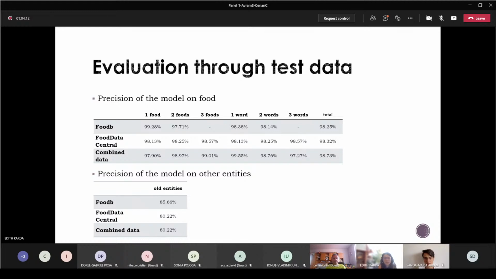Here is the evaluation of the model on the test data. The first table shows the precision of the model on the food entities. Here, all the three models scored really highly. And the second table shows the performance on the old entities, where I would remark that the original precision was also around 80-something percent.